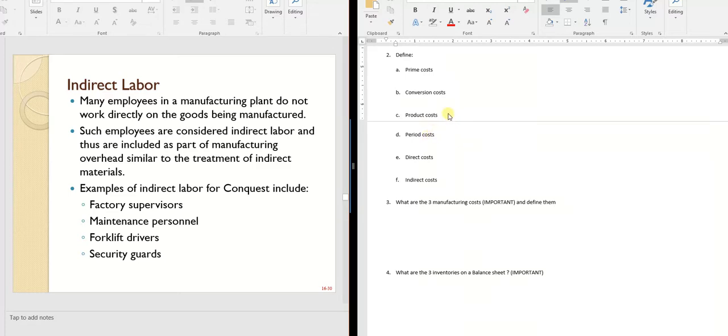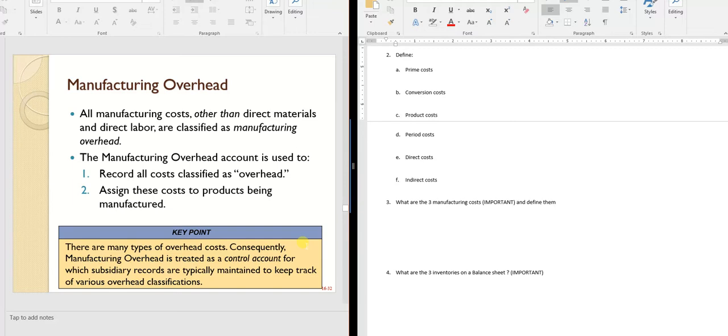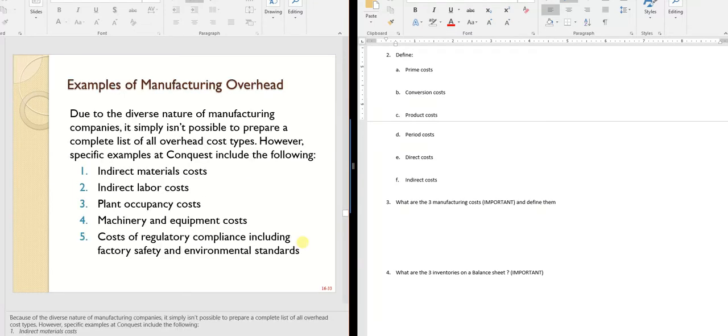I tend to visualize these as two buildings. We have one building that's manufacturing and one building that's the office and the sales floor. So if it takes place in the factory, it's a product cost. If it takes place on the sales floor, it's a period cost. Okay, so you can kind of see these.